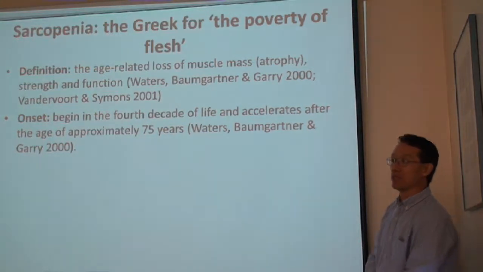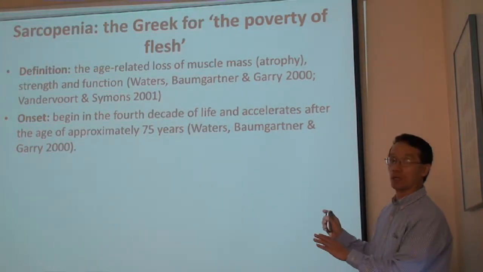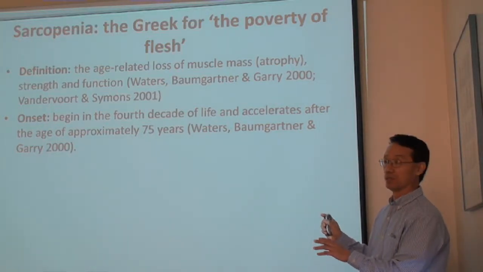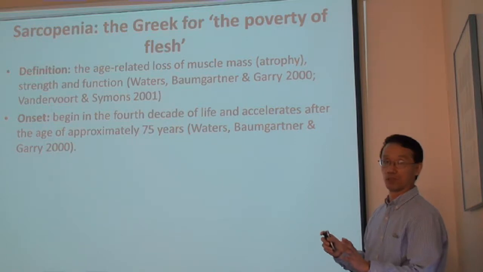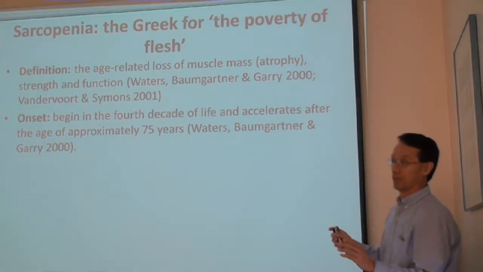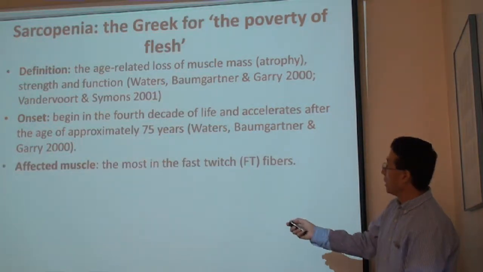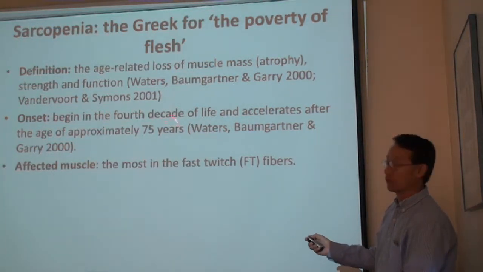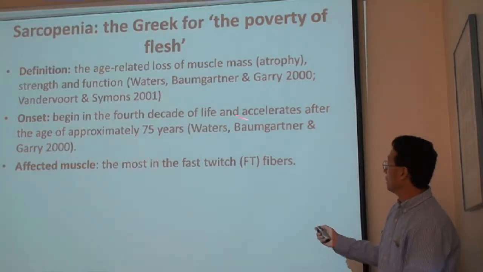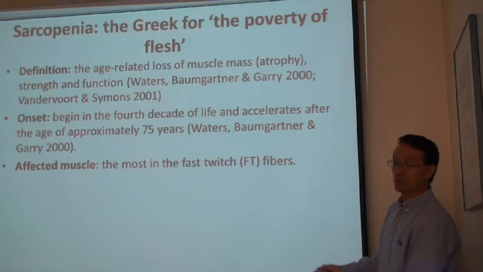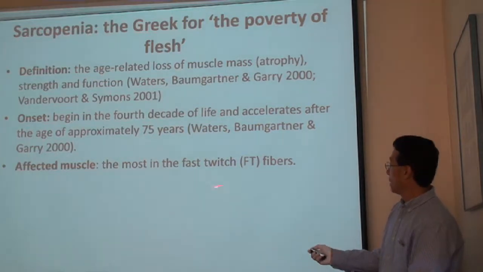And the onset of sarcopenia, this is purely age-related muscle loss. I'm not talking about disease-associated muscle loss, like cancer-associated muscle loss, called cachexia. This is purely age-associated muscle loss. The onset begins at around 40 years old, and at late advanced age, around 75 years old, it accelerates. And the most affected muscles are the fast twitch fibers.